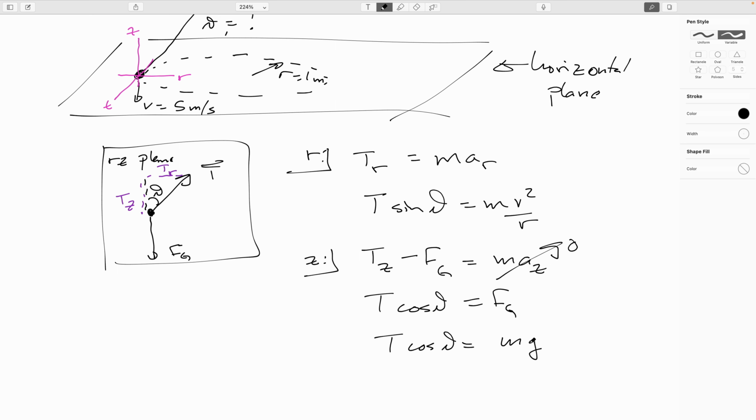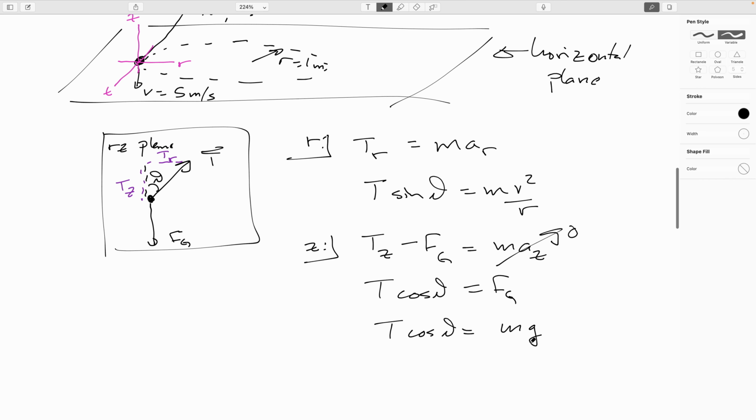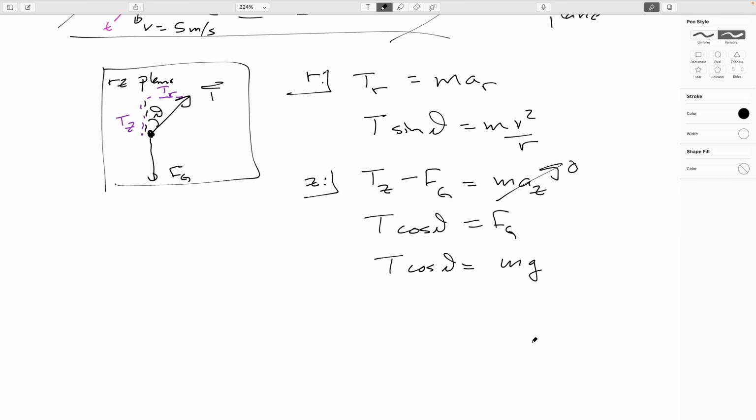Now, we don't know what the tension is, nor were we asked to find it. In fact, I didn't provide the mass either, and that's okay. It'll turn out the mass cancels. So a fascinating thing here is that this is true regardless of how massive our object is that's attached to the string.